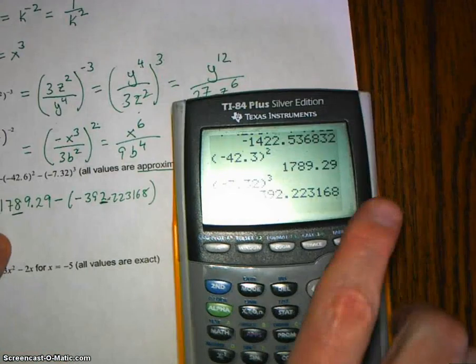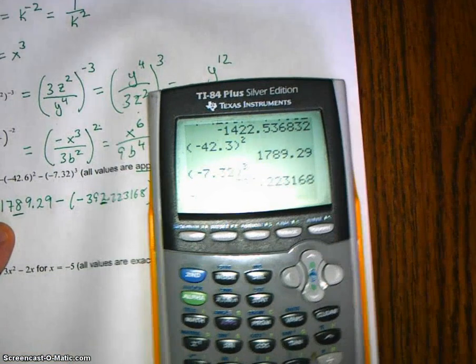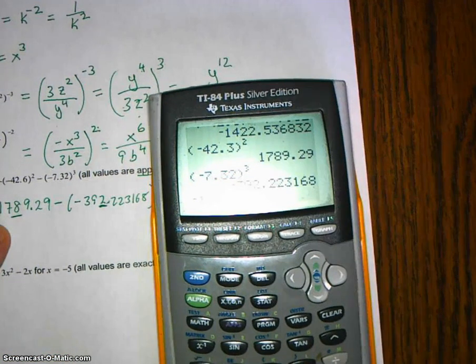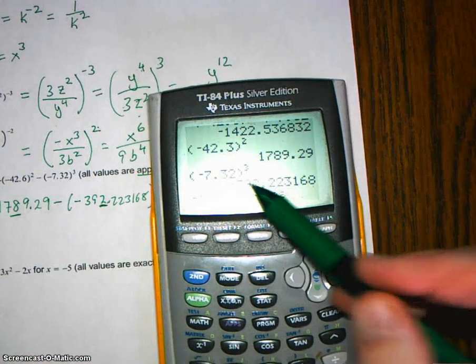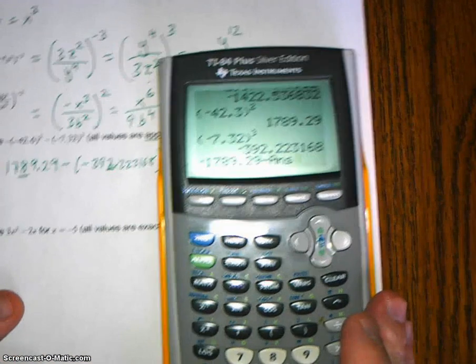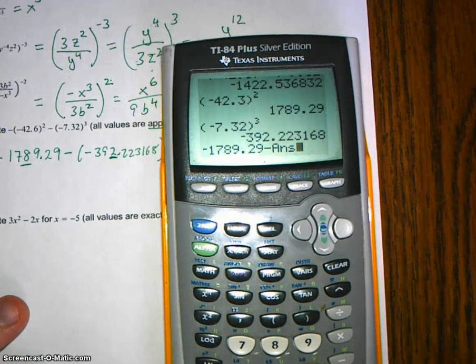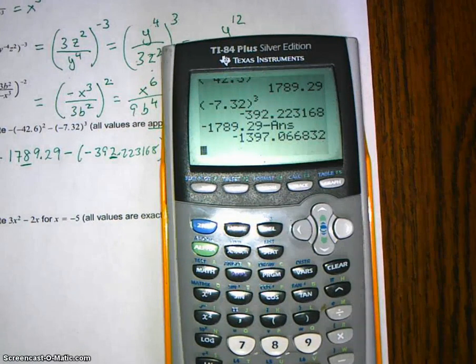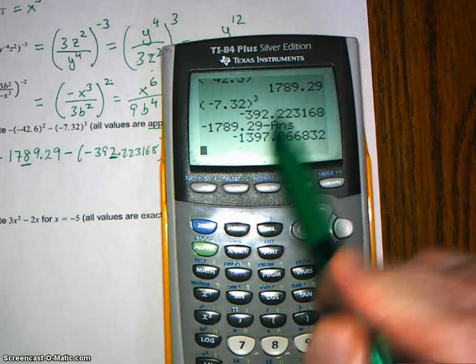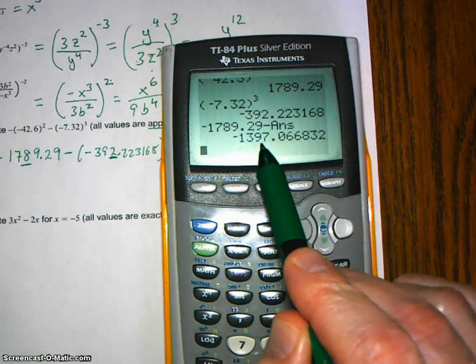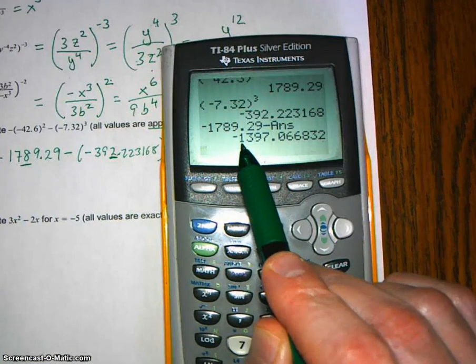So now I'm going to do negative 1789.29 minus the answer. Calculator remembers what that is. I don't have to type it all in again. I like that. Equals, and I have to give my answer to the nearest 10 because that's the precision of this number. To the nearest 10, it's negative 1400.